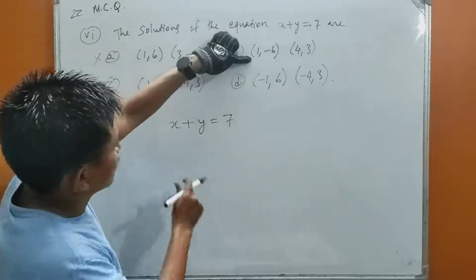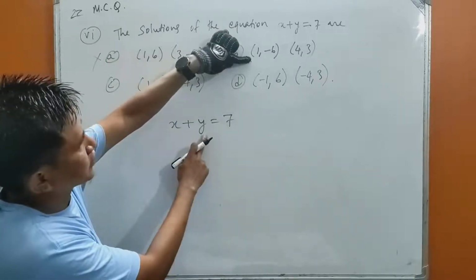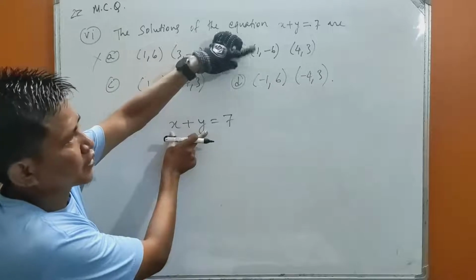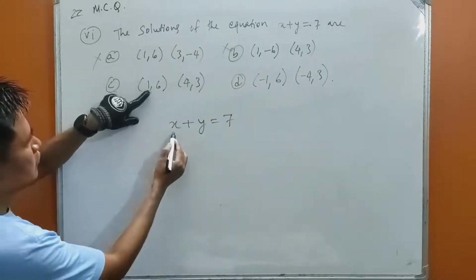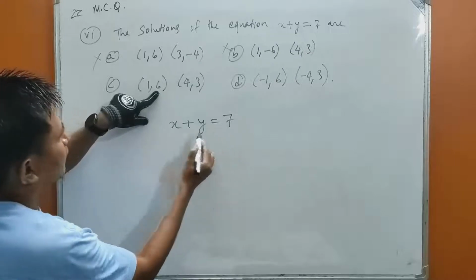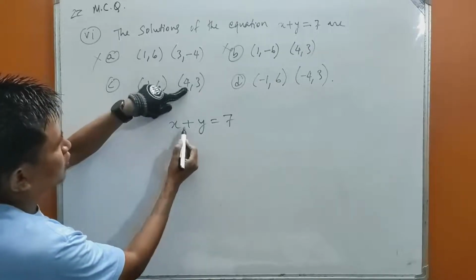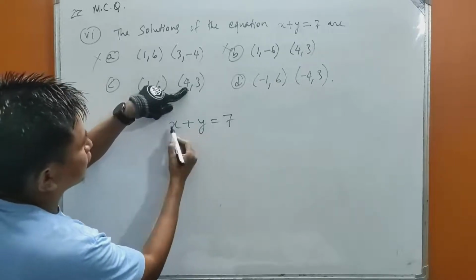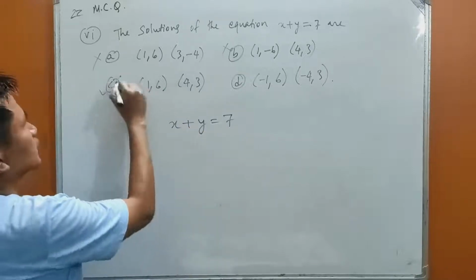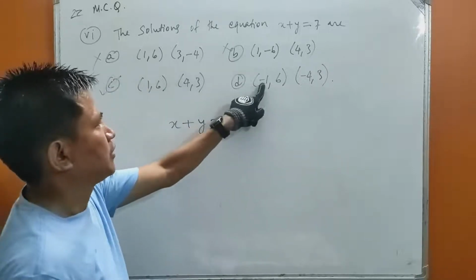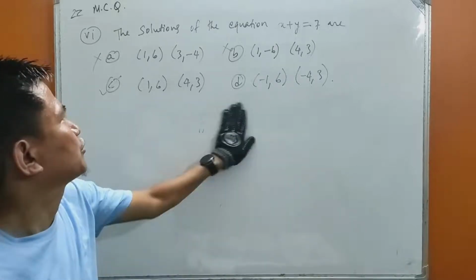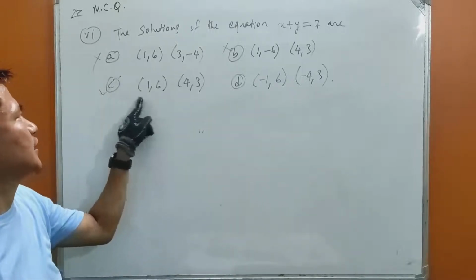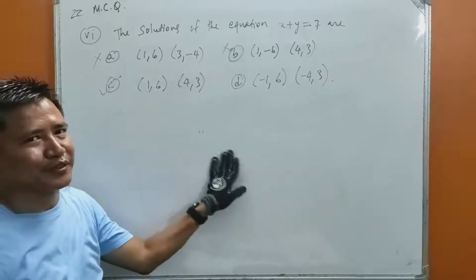So let's check this. 1 plus minus 6. 1 minus 6 is minus 5. This is the wrong answer. So let's check this. x 1, y 6. 1 plus 6 is 7. Let's check this. x 4 plus y 3. 4 plus 3 gives 7. So this is the correct option. This is also the wrong option. Minus 1 plus 6 gives us 5, not 7. Okay. So you can say that C is the correct option.